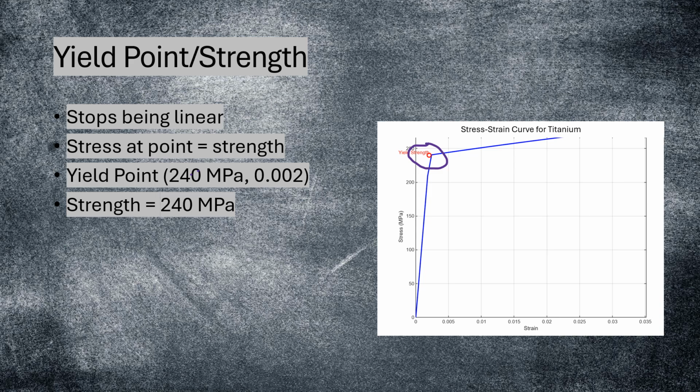For the yield point of titanium, you can see that when the stress strain curve stops being linear, it is representative of the strength of titanium. As said before, the yield point is 240 megapascals at 0.002 strain. Looking at the stress strain curve, we figured out that the strength of titanium is 240 megapascals.